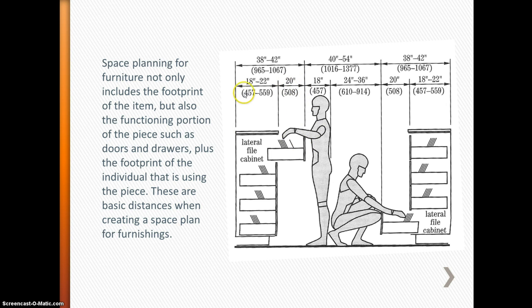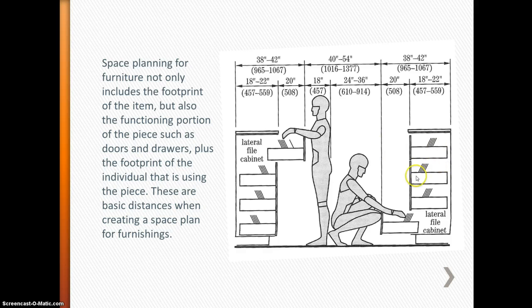Now the footprint is 18 to 22 inches that you can see. The drawer space as it pulls out is about 20 inches. And then we have to take into consideration the person standing there using the drawer. Same thing when we squat down, because when we squat down we take up much more room. We have more leg width. So 24 to 36 inches. So this whole general area has to be taken into consideration when you're planning to put your furniture in.